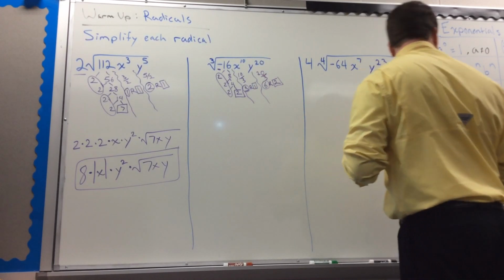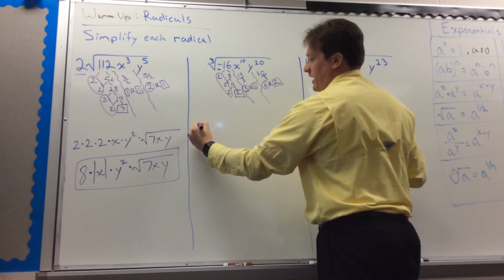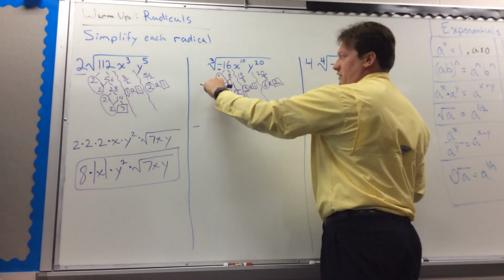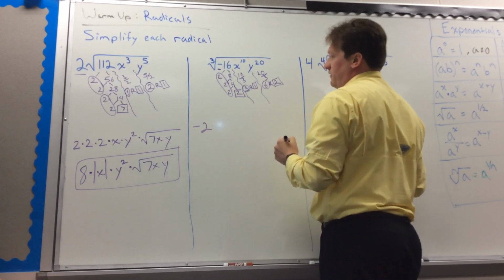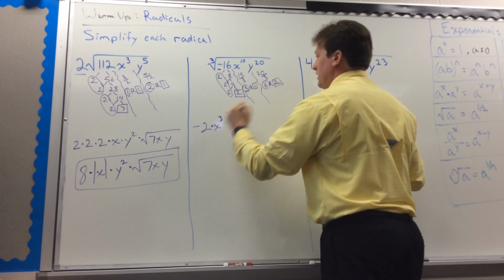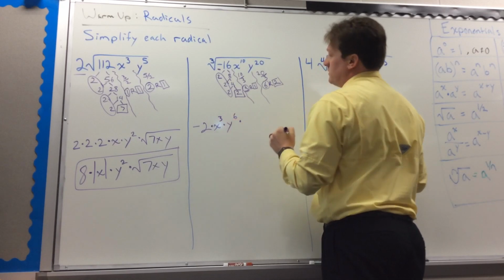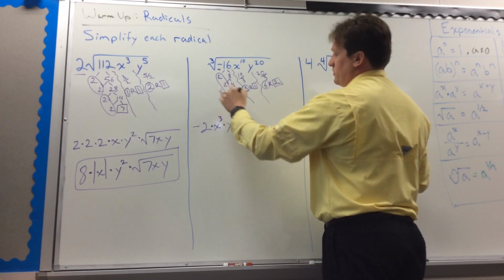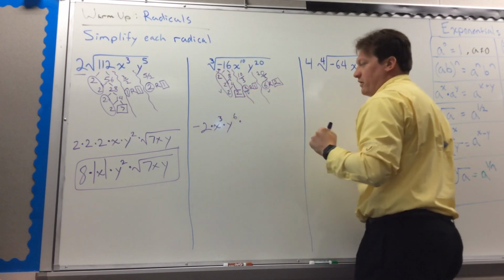Now I want to go ahead and just bring everything together. I've got the negative here, gets brought out. I have 1 set of 2's, so that's going to go right there. I have x to the 3rd power, y to the 6th power. And that takes care of all my circles: the 2, the negative, the 2, the 3, and the 6, the 3rd power and the 6th power.